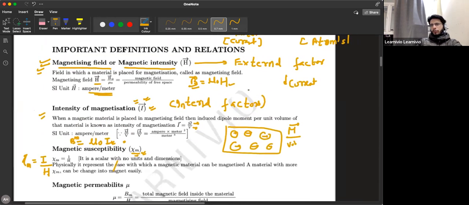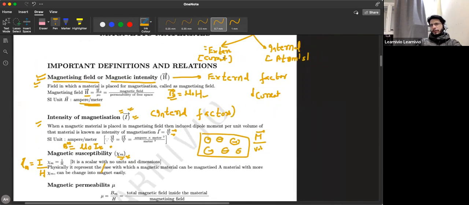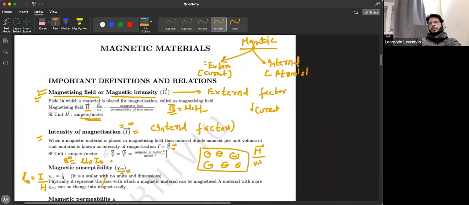At least note down the points that I am writing here. I will share these notes with you, but at least note down these points. From these definitions, two things should be very clear. One is the external factor, which can contribute to magnetic field, which could be current, and the other is the internal factor, which can contribute to magnetic field, which is usually the contribution from the individual atoms.